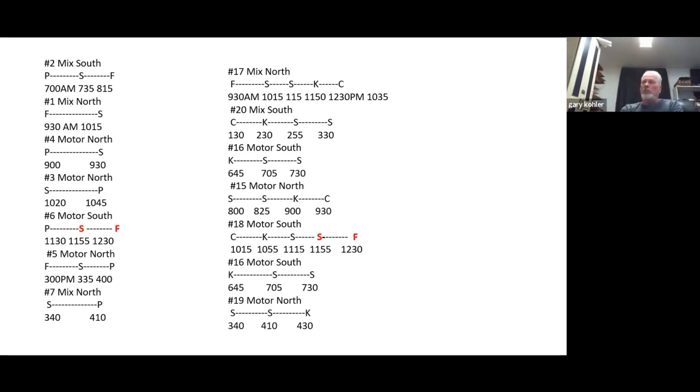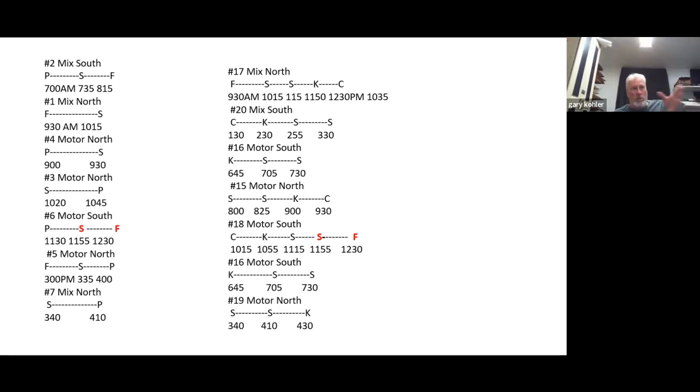As I was putting all this together, there was some confusion here, and you can see it in the stations noted in red, because there's overlap. You can see 11:55 and 12:30, but they're showing up as train six, motor south. Now this is going south, Phillips, Strong, Farmington, but number 18, the motor from Kingfield, is also showing in Strong and Farmington at the exact same time. Well, that's not what was happening.